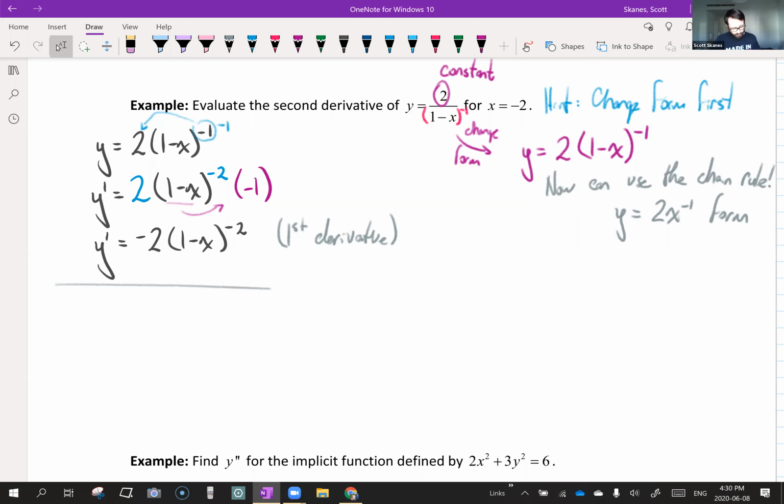Now I'm going to do my second derivative. So the second derivative is easy. It's the exact same process. So I bring the negative 2 down, multiply, becomes positive 4. Wait. I forgot my negative in front. And then it would be a positive.